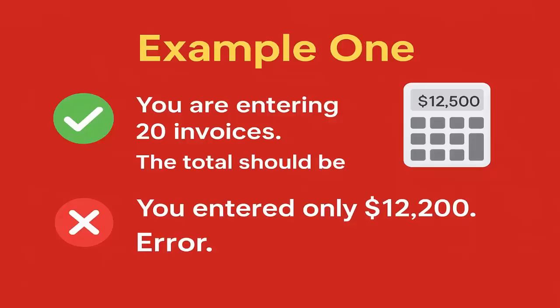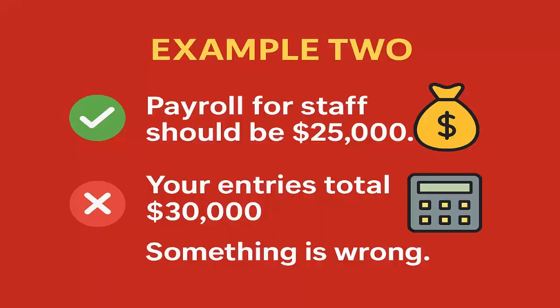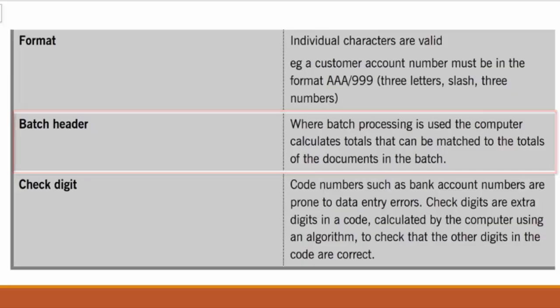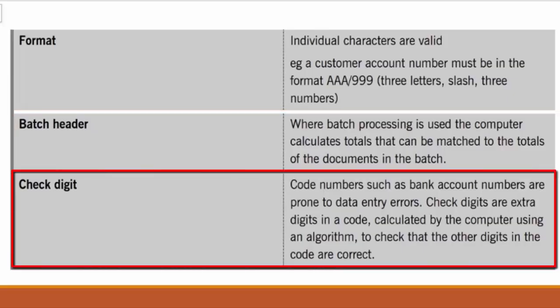Example 1. You are entering 20 invoices. The total should be $12,500. You entered only $12,200, error. Example 2. Payroll for staff should be $25,000. Your entries total $30,000. Something is wrong. Why is this important? It helps find mistakes like typing the wrong amount, skipping an entry, or entering one payment twice.